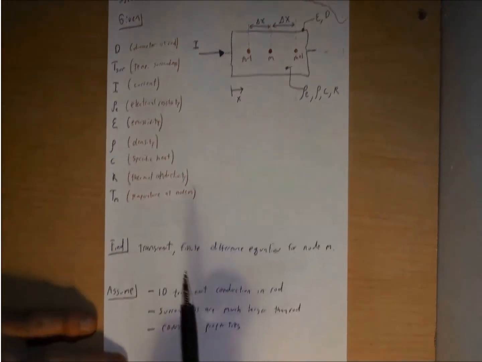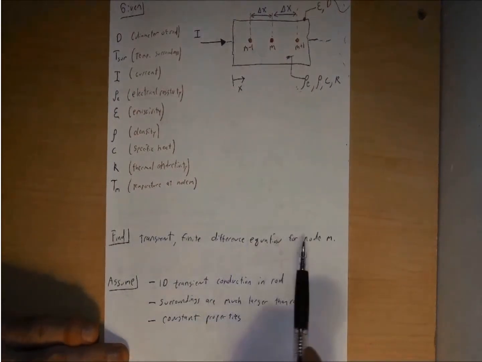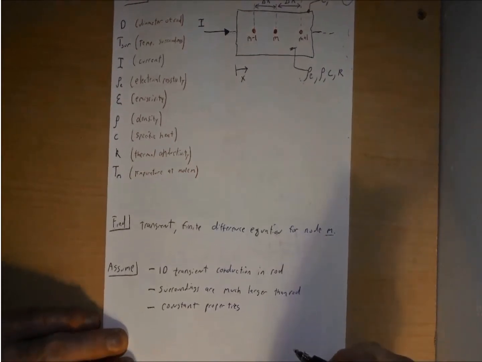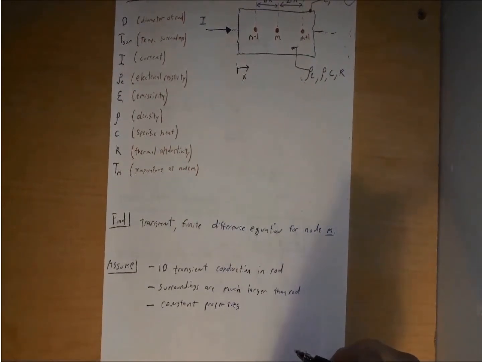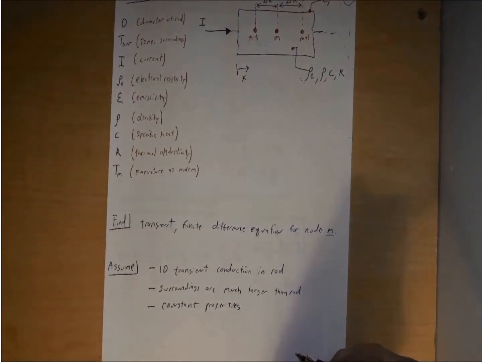And in this case here, what they ask us to find is the transient finite difference equation for node M. So that's what we want to do for our solution. But before we start our solution, what we want to do is go through and figure out what our assumptions are to simplify this problem down.